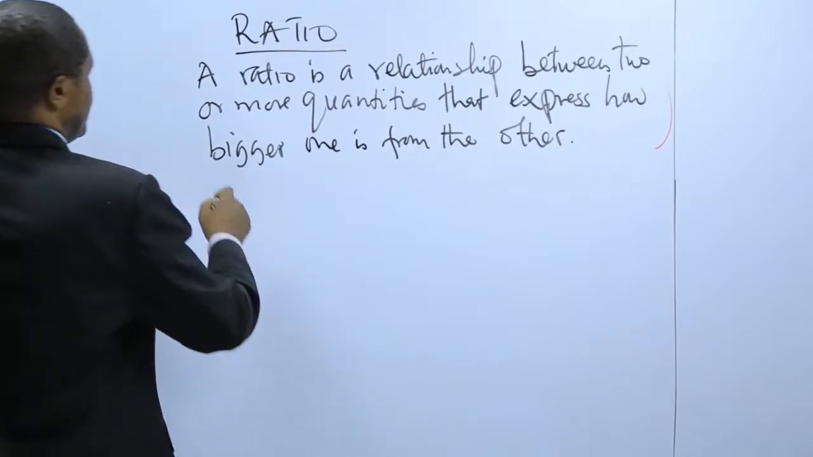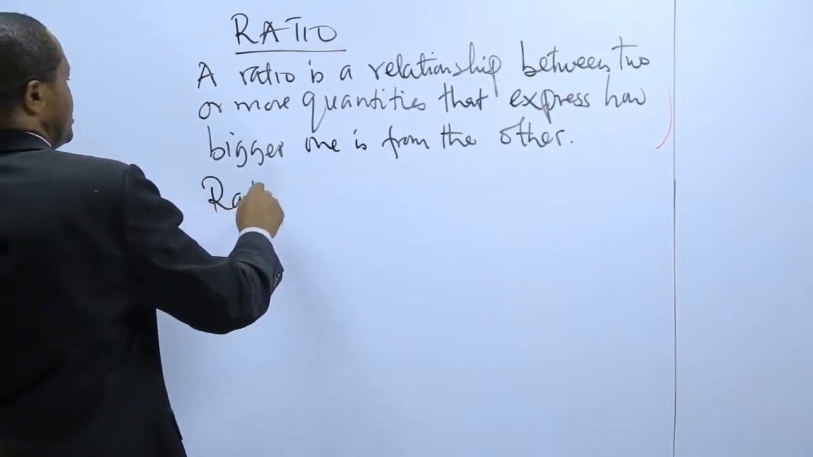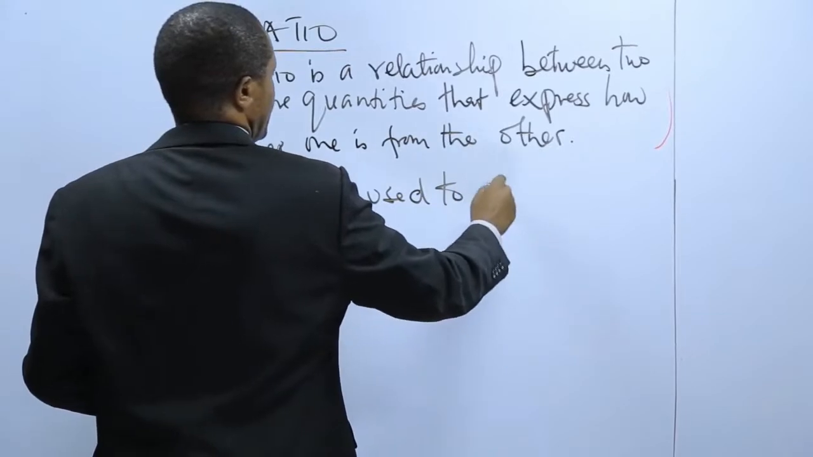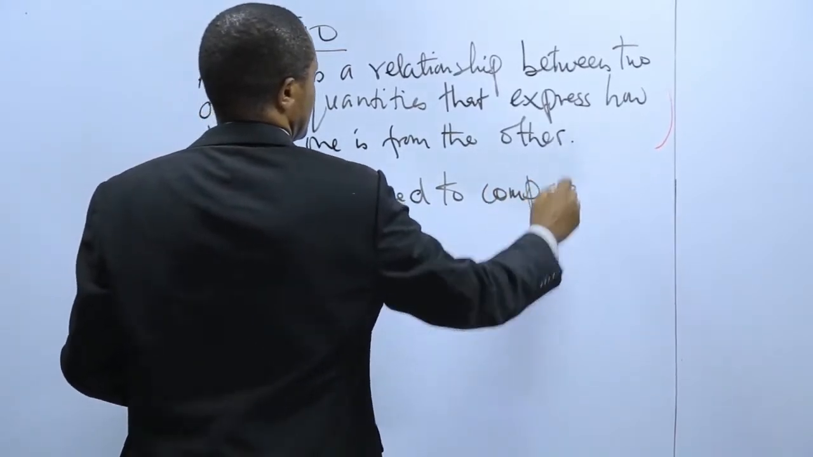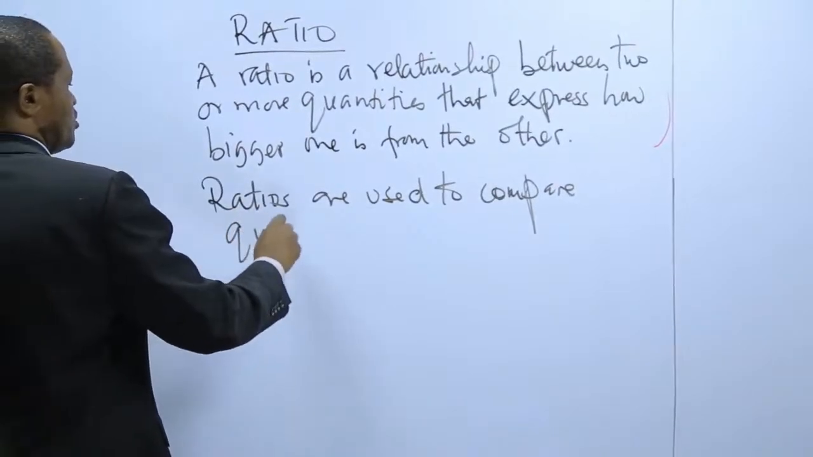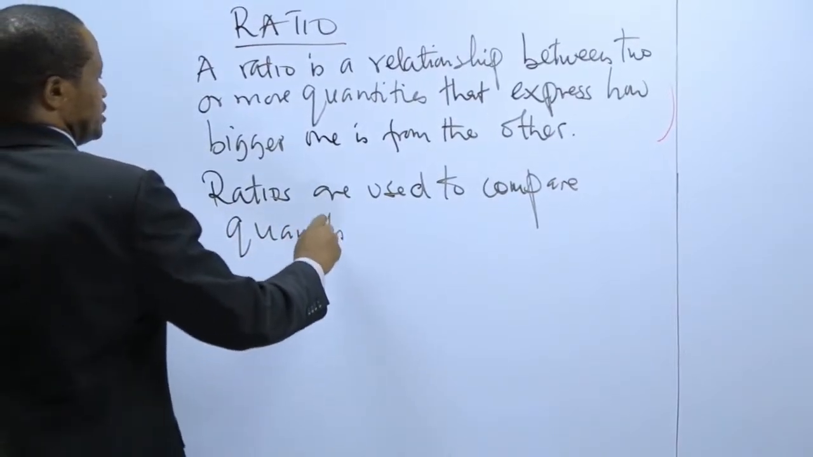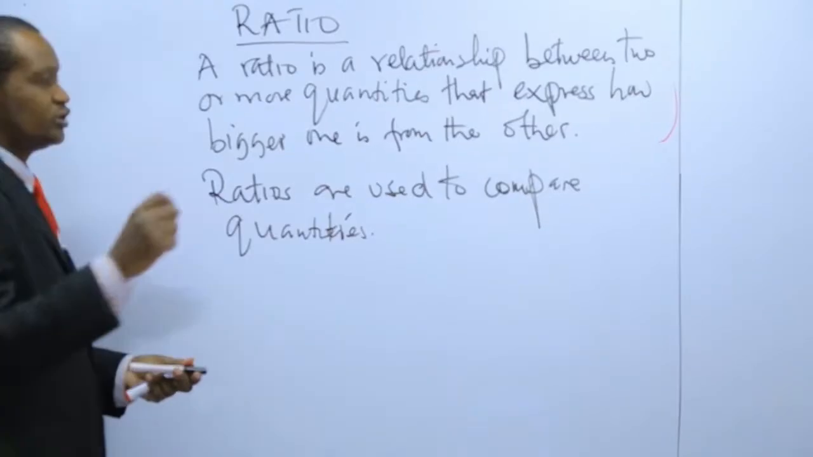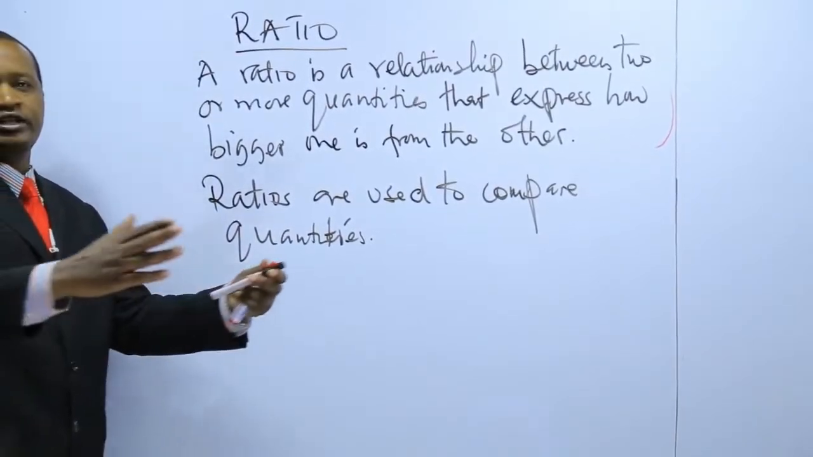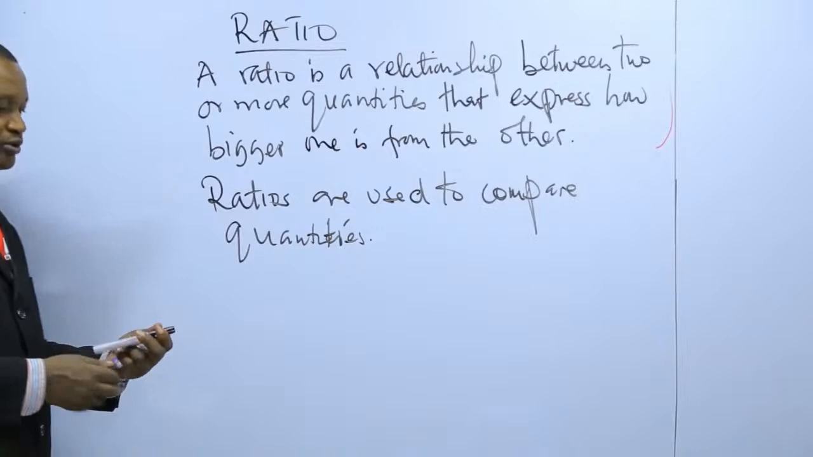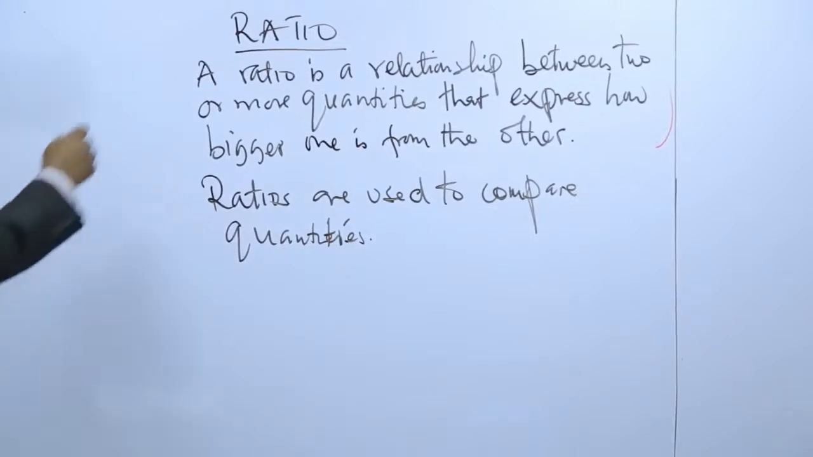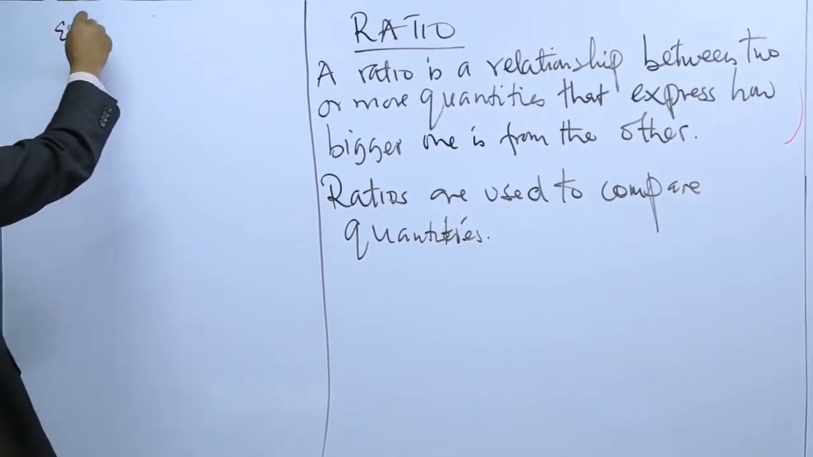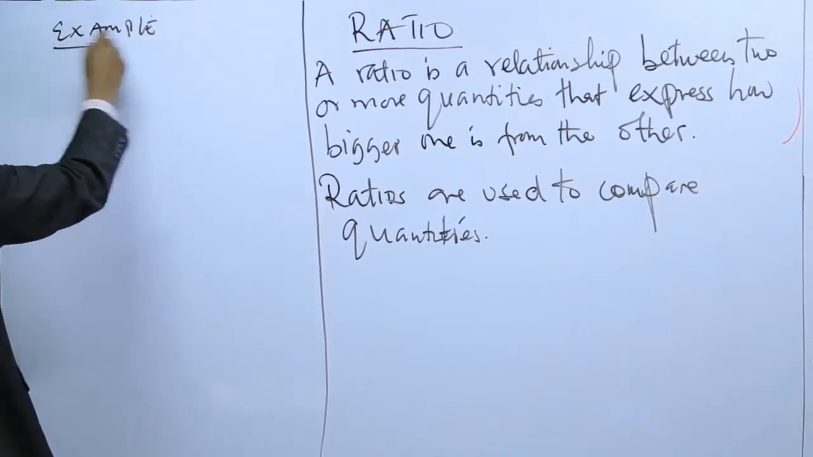In other words, ratios are used to compare quantities. Ratios are used to compare quantities. A relationship between two or more quantities that expresses their relationship. For example, we may give an example of a relationship.